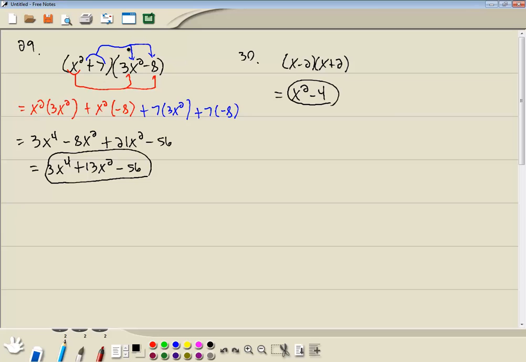Now if you don't recognize it and you go through these steps, the FOIL process, you'll get the same answer anyway. So it's not a big deal. Now assuming I didn't make any mistakes anywhere in this review, that should be the last of it.